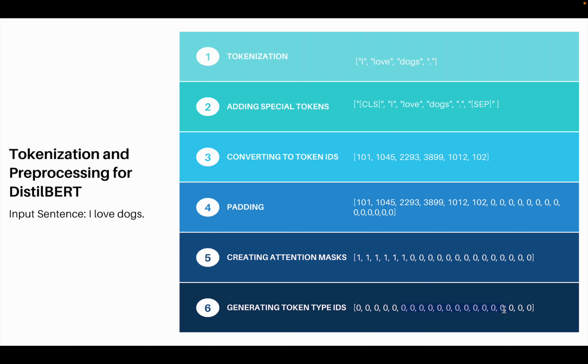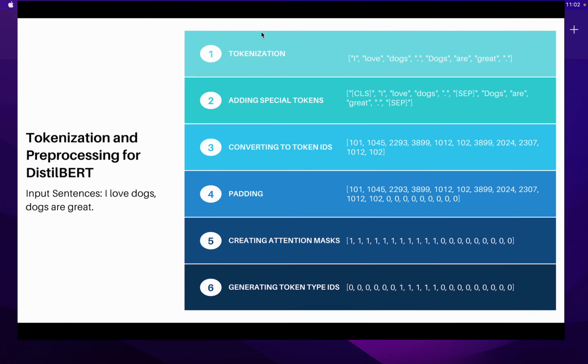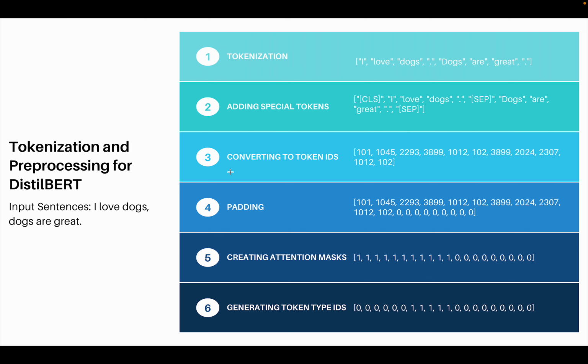But if that's not super clear for you, you don't have to worry about that, because I brought another example where we have multiple sentences, and you'll see the difference in the token type IDs. But basically, all the token type IDs do is distinguish between the multiple sentences that we have as inputs.